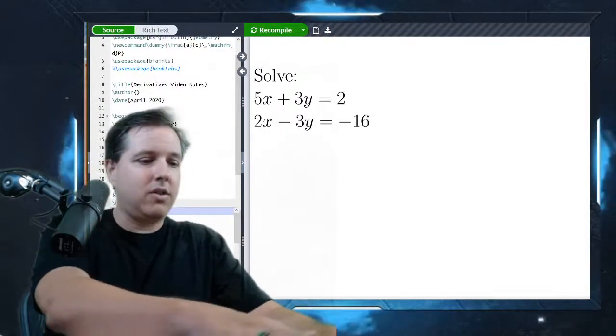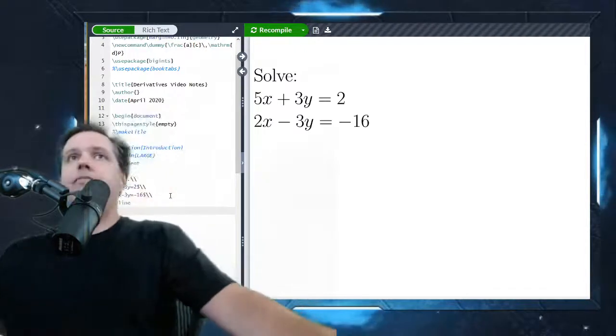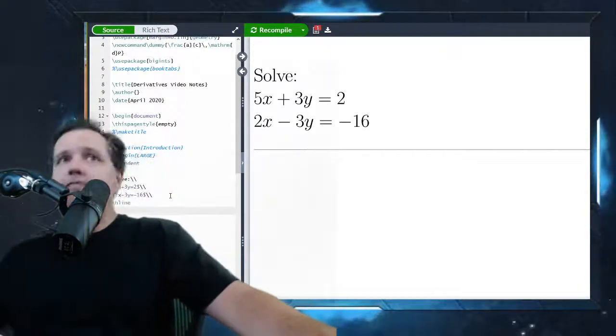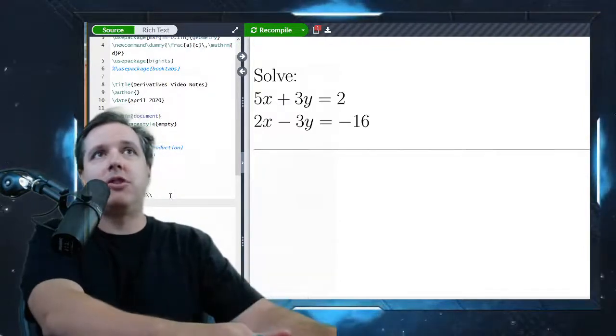Let's see, is this going to work if I do this? Oh, never mind. That didn't format like I wanted it to. We'll just put this here. So this is my third line.